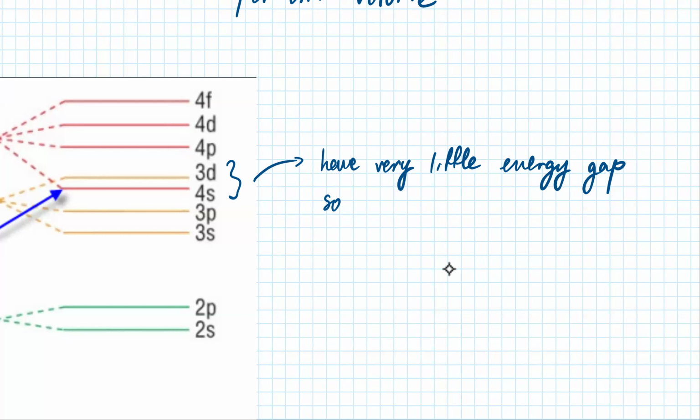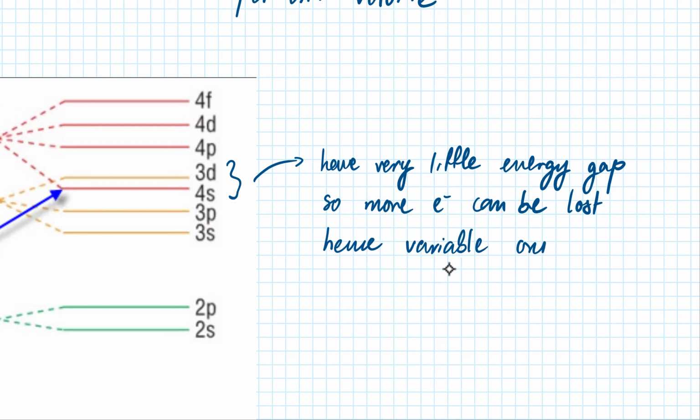So more electrons can be lost. So it depends on the other atom. How many electrons is it capable of removing? So how good an oxidizing agent is the other atom? If the other atom is capable of removing a lot of electrons, then iron would lose a lot of electrons. If the other atom is not capable of oxidizing iron, then it won't lose electrons. So hence, very little energy gap, so more electrons can be lost. Hence they have variable oxidation states. ठीक है? Is that clear?